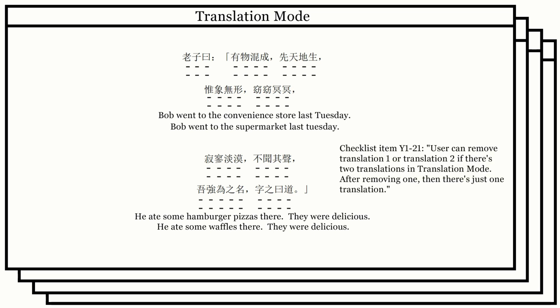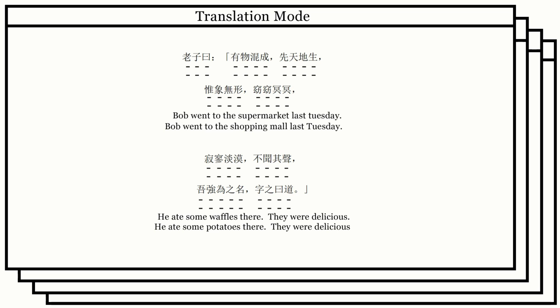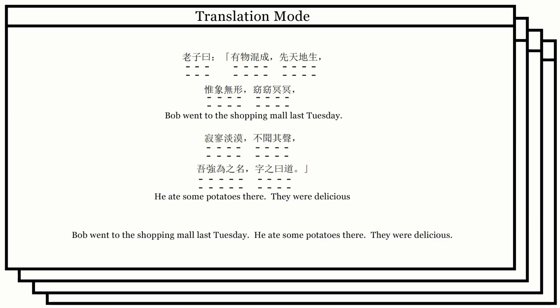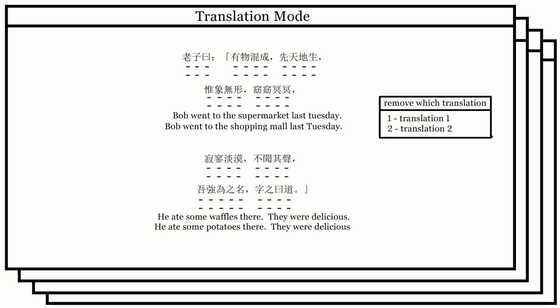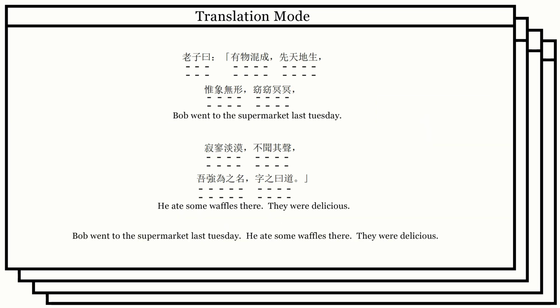Next, checklist item 1-21. User can remove translation 1 or translation 2 if there's 2 translations in translation mode. After removing one, then there's just one translation. Suppose I swapped in Alfred's translation in place of Bob's translation, so now Alfred's translation is translation 1 and my translation is translation 2. Now if I press the remove translation button and select 1, then Alfred's translation goes away and my translation remains as the 1 translation. Or if I press remove translation and select 2, then my translation goes away and Alfred's translation remains as the 1 translation.